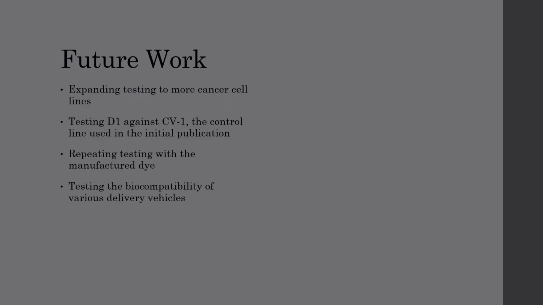My future work entails expanding the testing of our control dye to more cancer cell lines, as well as adding a new control cell line, CV1, which was used in the initial publication of the cyanide dye group's anti-cancer properties. Once manufactured, the other familial dye will be tested in an identical fashion as D1. In addition, the biocompatibility of various drug delivery vehicles will be investigated.